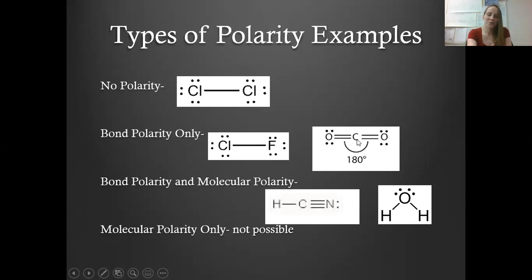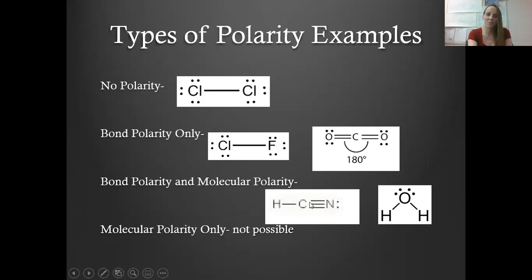If you have a central atom and everything that's bonded to the central atom is the same and there's no unpaired electrons, then you will have bond polarity only. You will have both types of polarity if your central atom has unbonded electrons, like with this oxygen here, or if your central atom is bonded to more than one type of element.